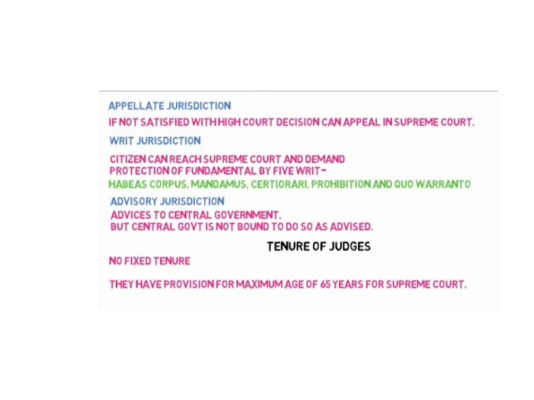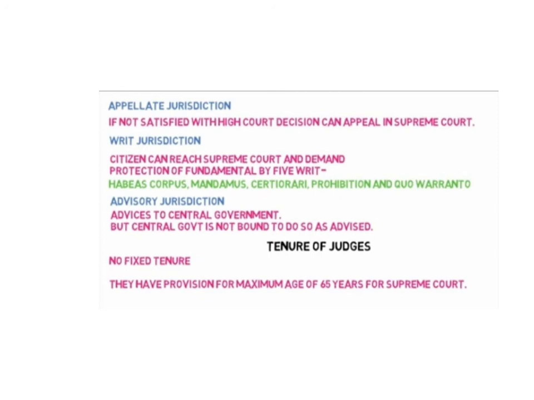There is also a jurisdiction called advisory jurisdiction. It advises the central government, but the central government is not bound to act as advised. If the central government sometimes needs advice, the Supreme Court can advise the central government in different things, but it's not necessary or compulsory that the central government will apply that advice, it can only listen to that advice.